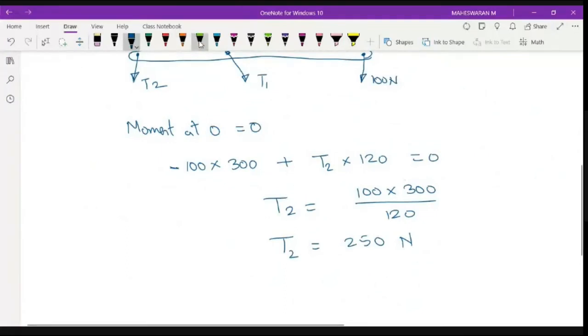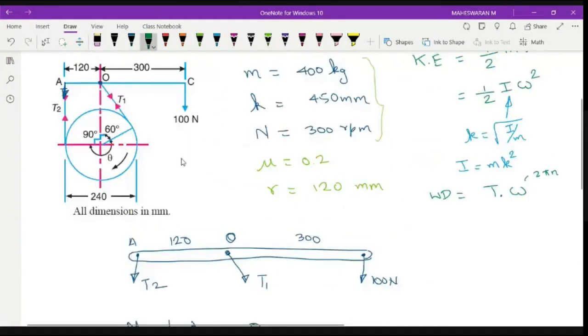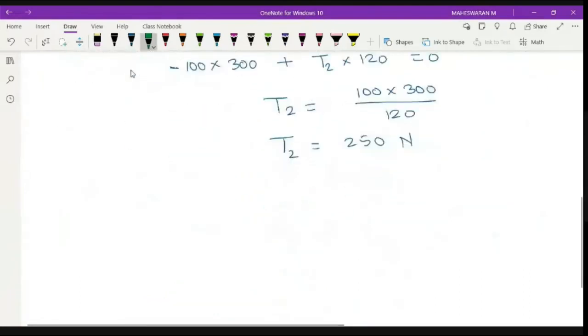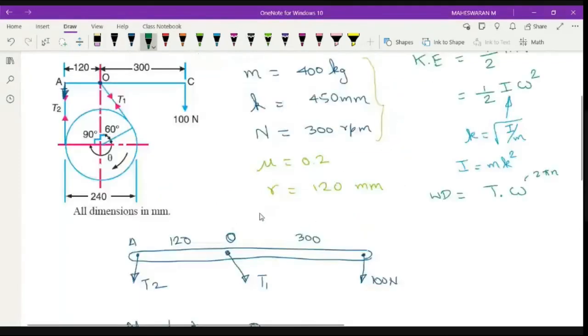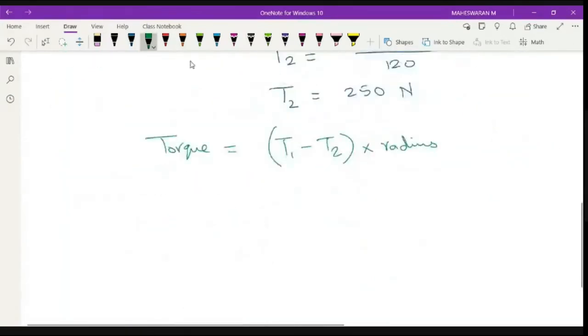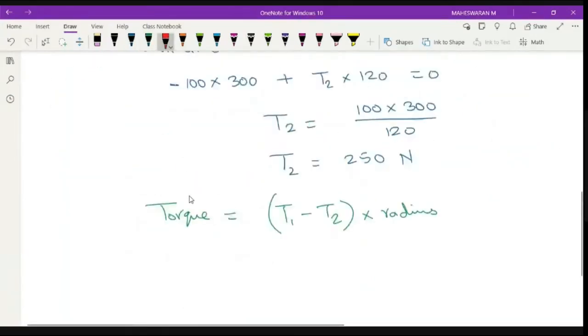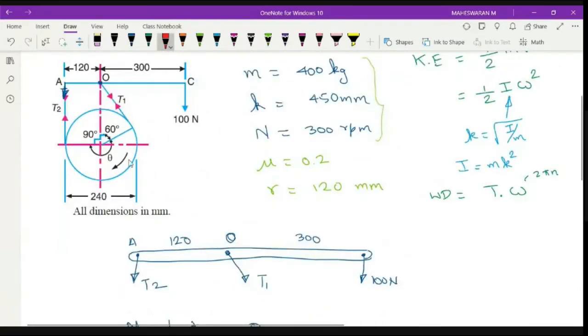But our braking torque formula is different. We need T1 also. They are asking what is the torque applied. You know the formula for torque? The torque is nothing but T1 minus T2 into radius of the drum. In that case, I need T1 also. So even though I got T2, I want to identify T1. So T1 I can identify from the equation. Because the rotation is like this, this is T1. Sometimes in the question they may alter it.